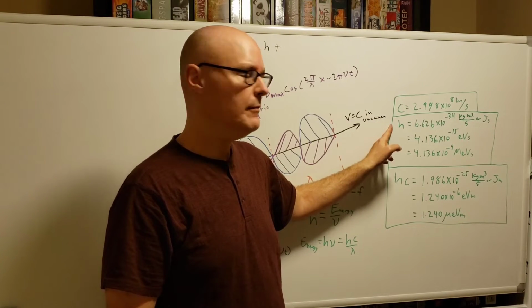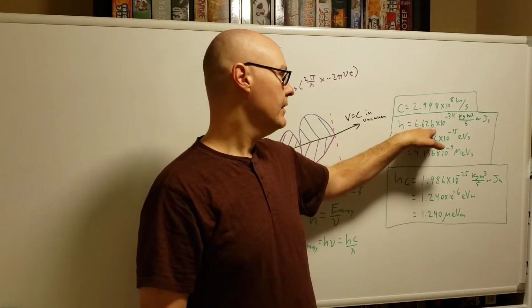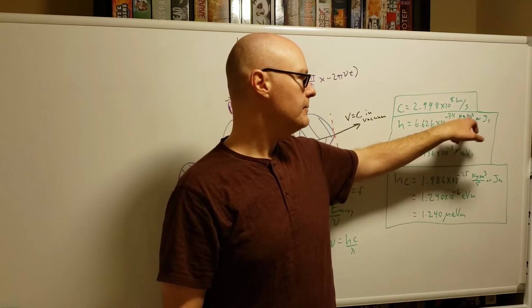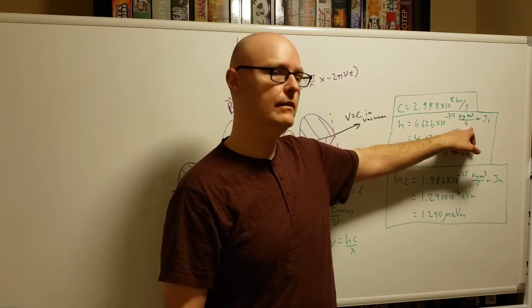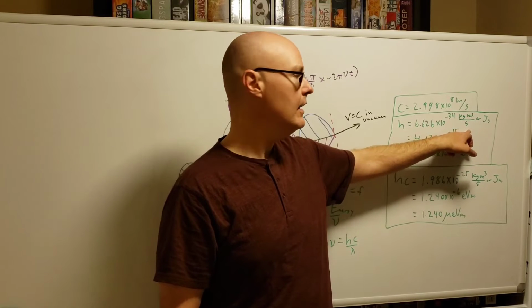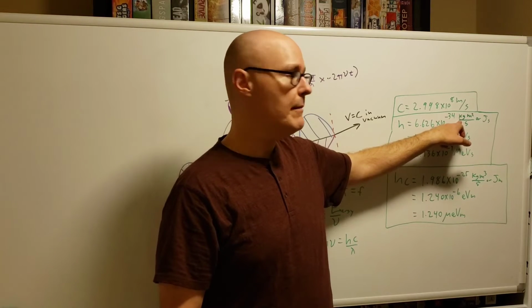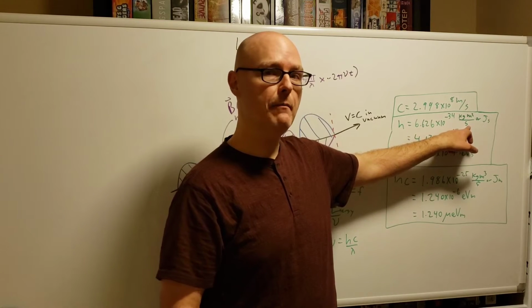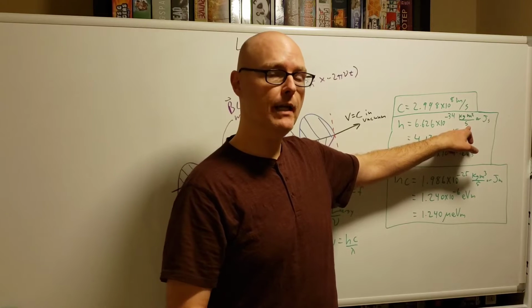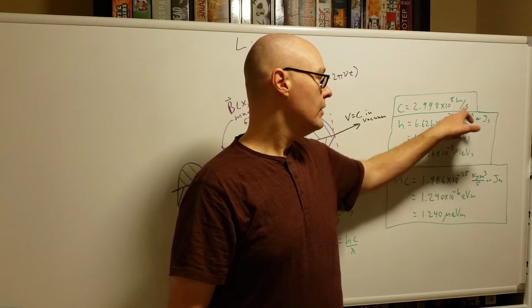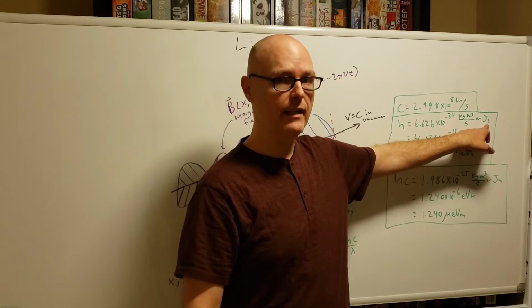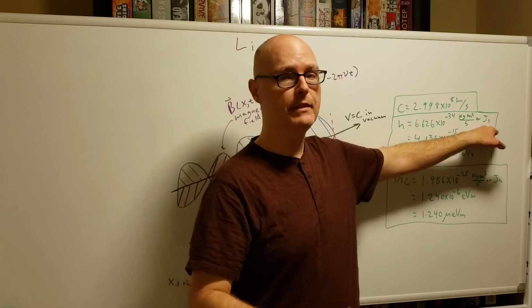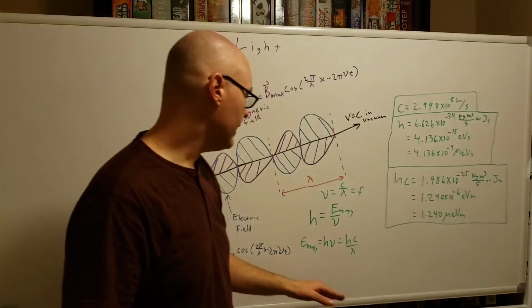Planck's constant is 6.626 times 10 to the minus 34. This is kilograms meters squared per second. A joule is a kilogram meter squared per second squared. That means this quantity is kilograms meters squared per second squared multiplied by seconds. That makes this joule seconds. So that means I have Planck's constant in a form of energy times time, which is helpful when I'm trying to solve equations.